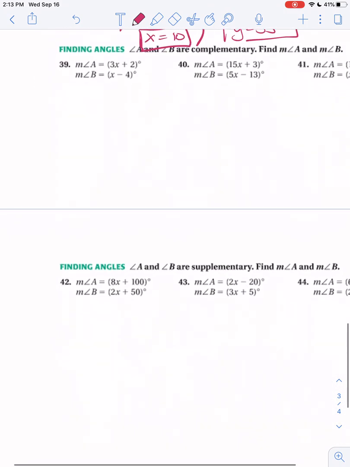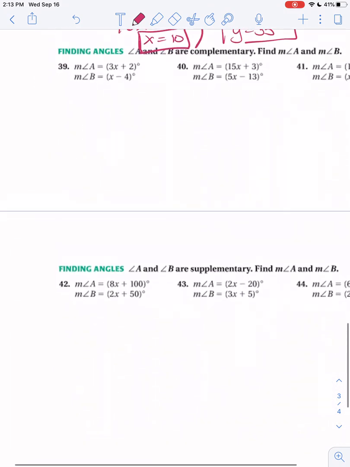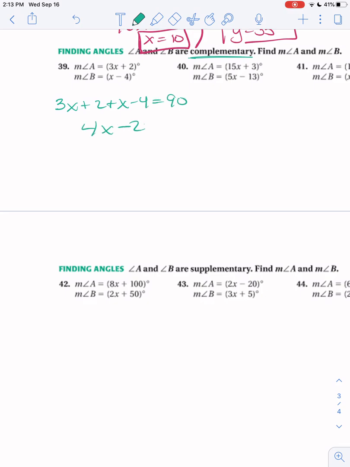Let's go back to complementary and supplementary. We're just throwing a little algebra in here. We're told that these angles are complementary, so I know that means 90. So I'm going to say that 3x plus 2 plus x minus 4 has to be 90 degrees. Combine our like terms. Let's add 2 to both sides. We get 4x equals 92. We're going to take 92 divided by 4. That's going to give us 23, so x is 23.